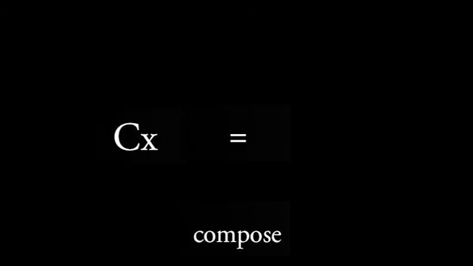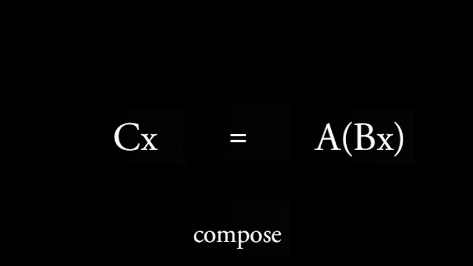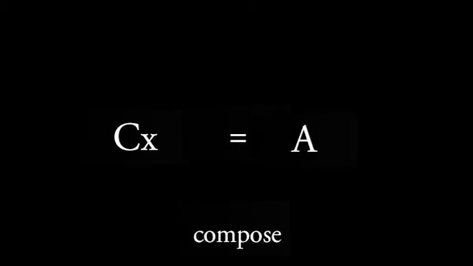Given three birds, A, B, and C, not necessarily distinct, they might be the same birds essentially. The bird C composes A and B if C's response to any bird X is the same as A(BX), or A's response to B's response to X.